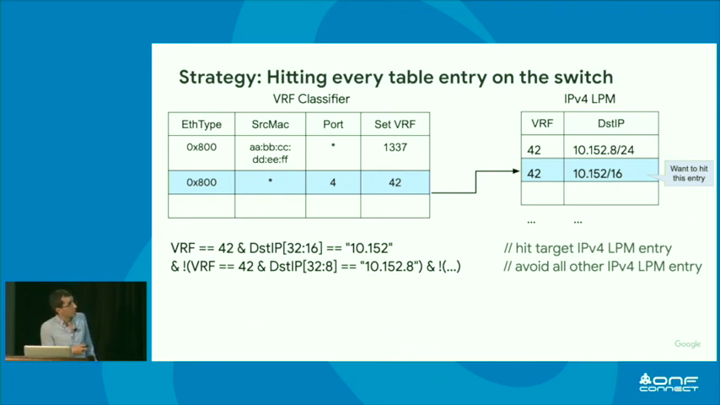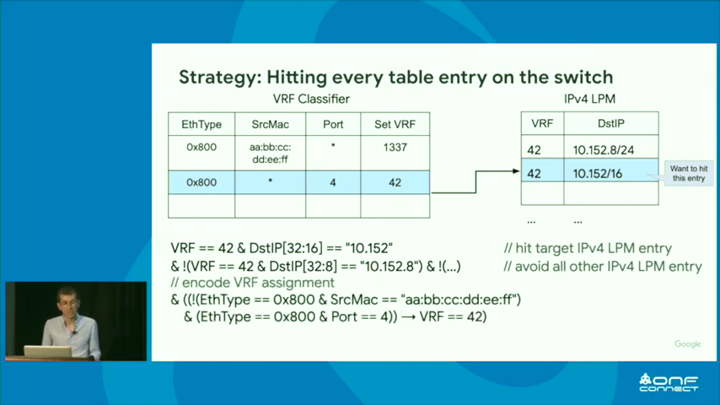And clearly, if we want to have VRF42, we need to hit one of the entries in this earlier table that actually sets that VRF. And so just like before, we do basically the same thing. We say, well, we need to actually hit an entry where we do that. So maybe we take the ETH type of 0800, and we want to have port number 4. And then similarly to before, we need to make sure we avoid anything that might have higher priority in this VRF classifier table, just like I've outlined down here.